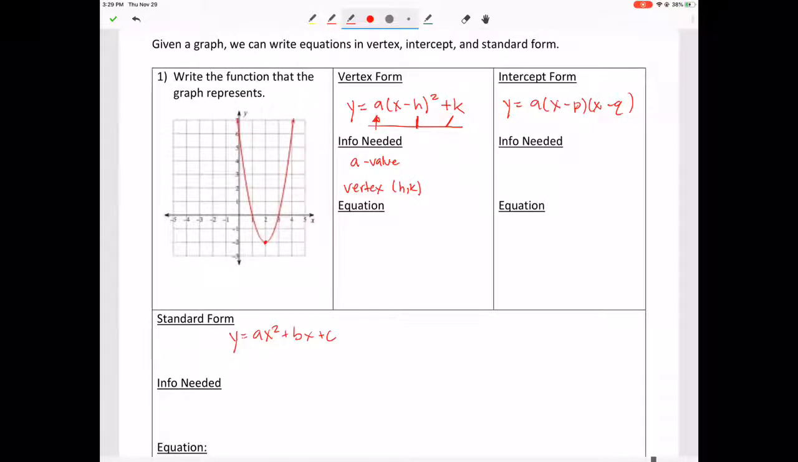We would write it down as 2 comma negative 2. And our a value, remember, if we have the equation already done, we look at the a and use that to get our growth pattern. Well, here we already have the graph, so our growth pattern is going to be over 1, and looking at it, it goes up 2. So we know that a equals 2.